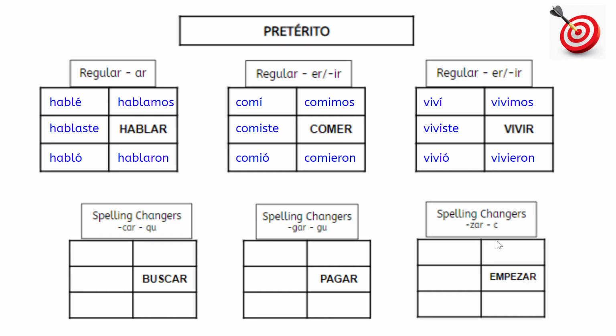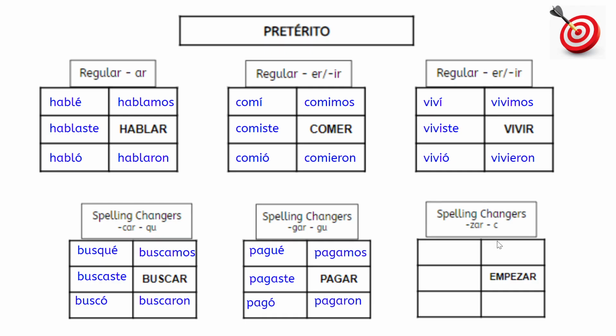We have our spelling changers. The CARs, CAR, change to QUE to retain that k sound. Busqué, buscaste, buscó, buscamos, buscaron. The GARs change from GAR to GU. Pagué, pagaste, pagó, pagamos, pagaron. The ZARs change to a C. Empecé, empezaste, empezó, empezamos, empezaron.